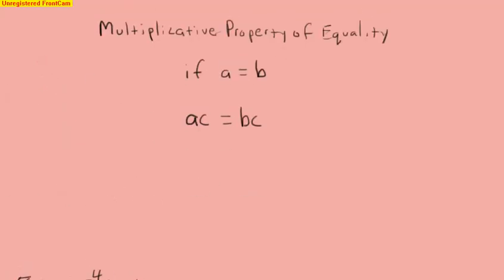Again, this is the multiplicative property of equality. So now we've learned that we can add and subtract from both sides of an equation. As long as we do the same thing, we've still got an equation. And now we can multiply and divide, things we've been doing all along throughout the year anyway.